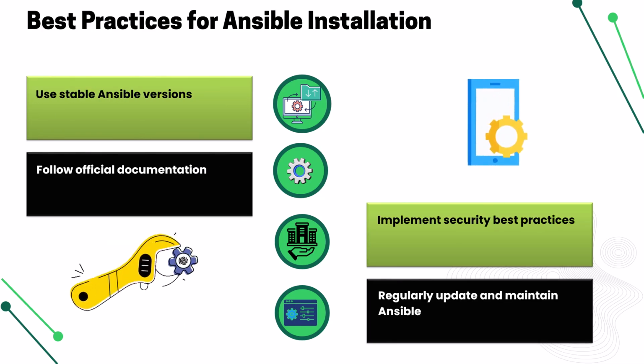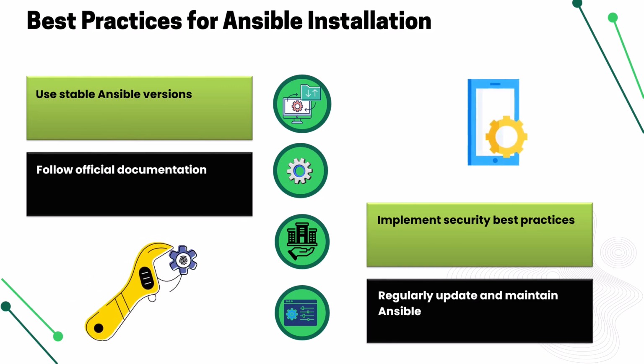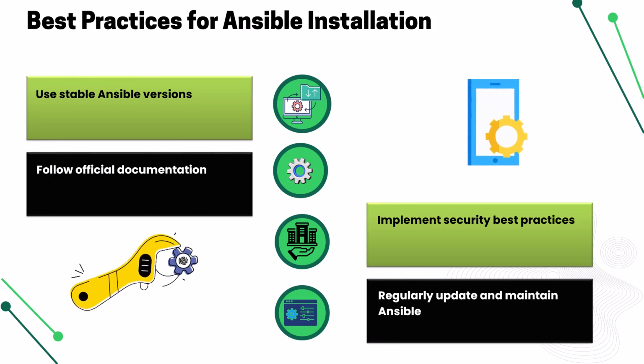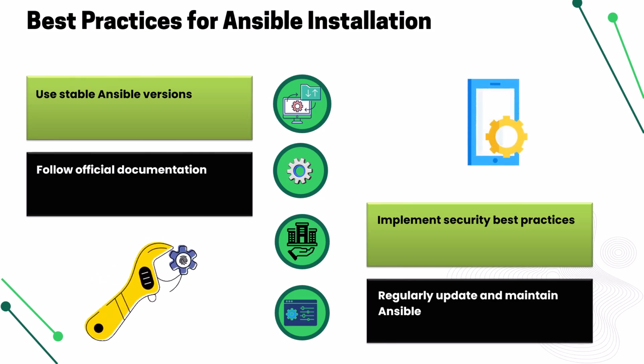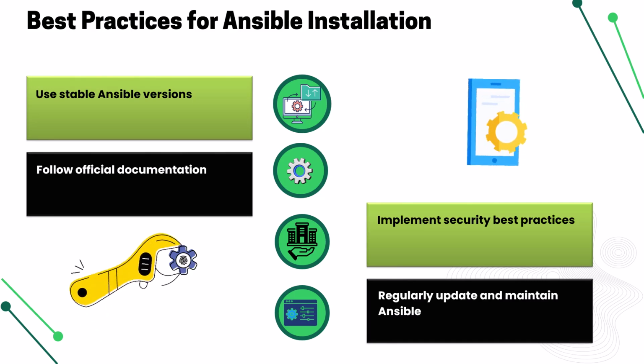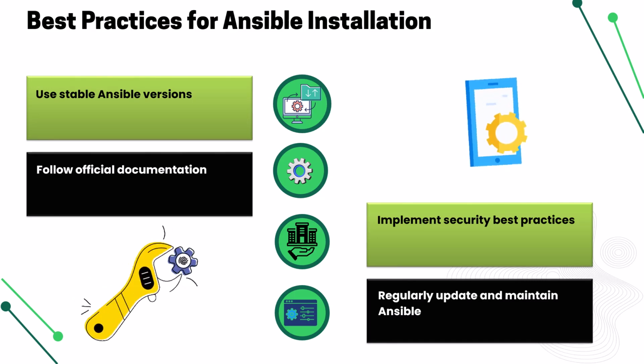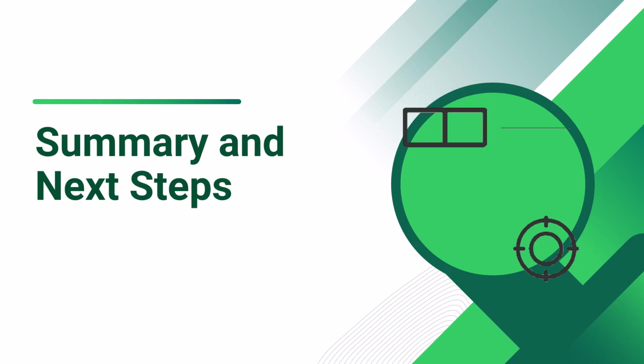Want to keep Ansible running like a dream? Best practices are key. Using stable versions prevents surprises. Following official docs keeps things structured and secure. Well, we all like our servers safe, don't we? Oh, and updates. Let's just say that an outdated Ansible setup is the automation equivalent of driving on a flat tire. So what did we learn?